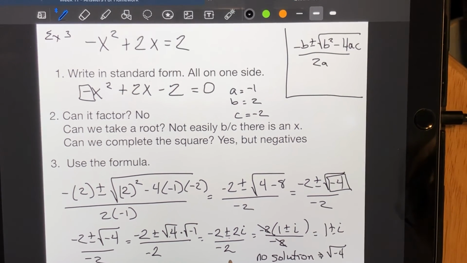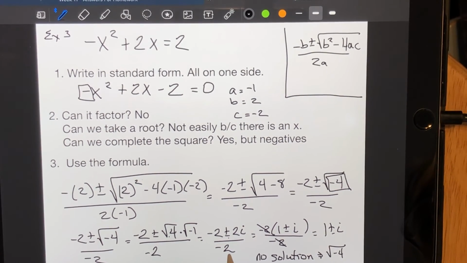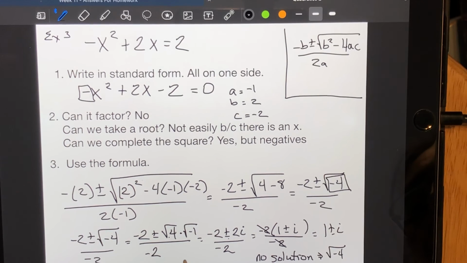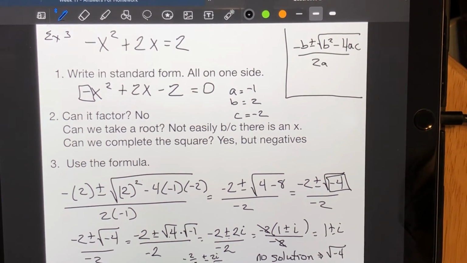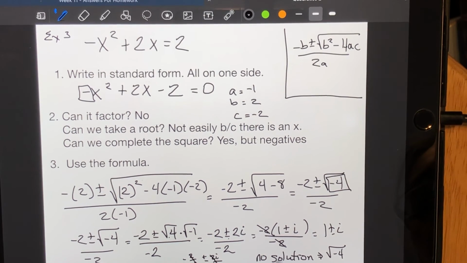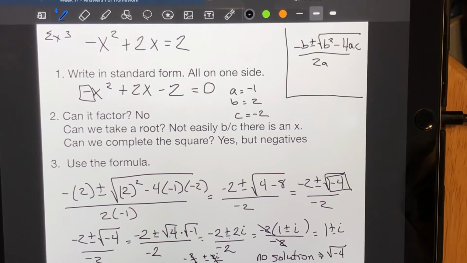Now, a rule for a fraction is if I have a denominator and things are added on the top, I can break it into 2 different fractions. So I could write this as -2 over -2 plus or minus 2i over 2. Okay, so I could write it into 2 different fractions and say, oh, well, these cancel out and those 2 cancel out. And so I get 1 plus or minus i.